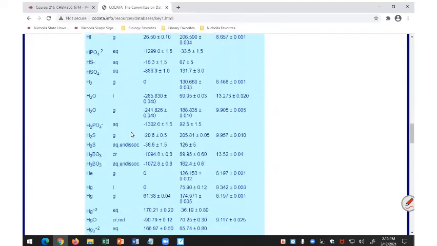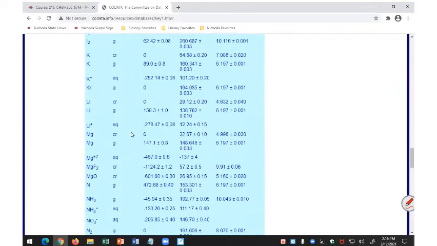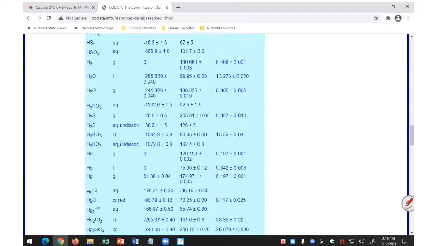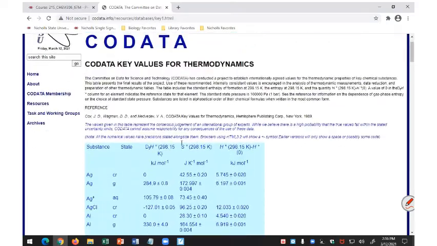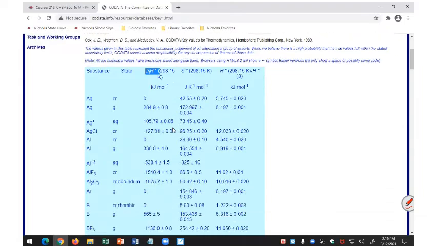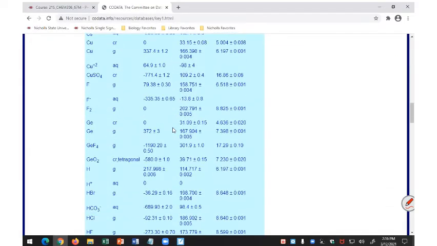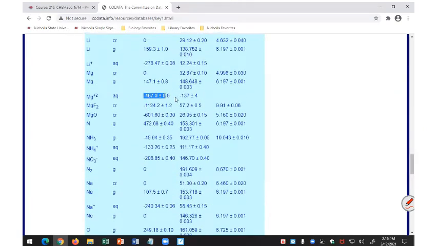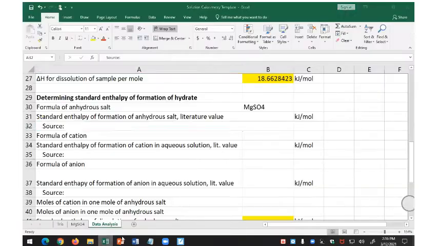Magnesium ions in solution, right there. In aqueous solution, magnesium ions have a delta H formation of minus 467 plus or minus 0.6. Is that delta H formation? Yeah, delta H formation. The second column, right? The next column right here is entropy. Okay, so you want delta H formation. So magnesium ions would be minus 467.06.